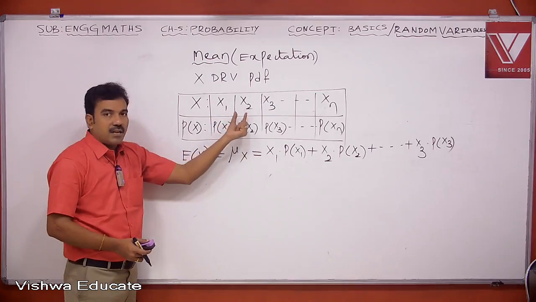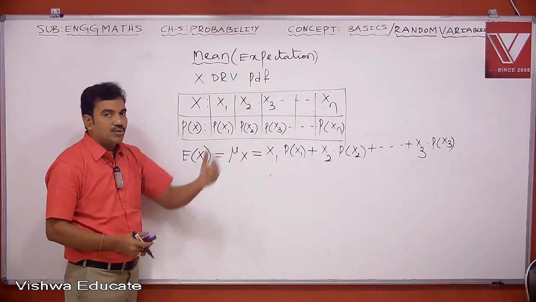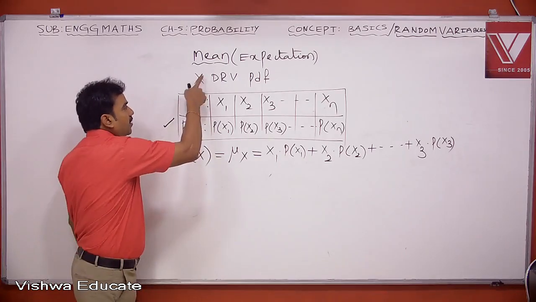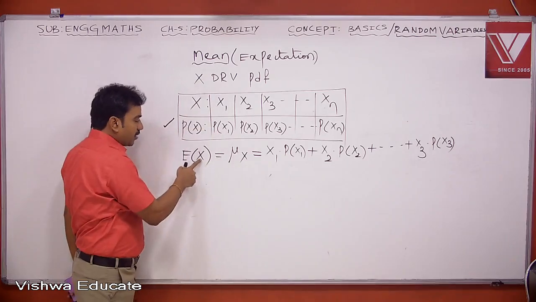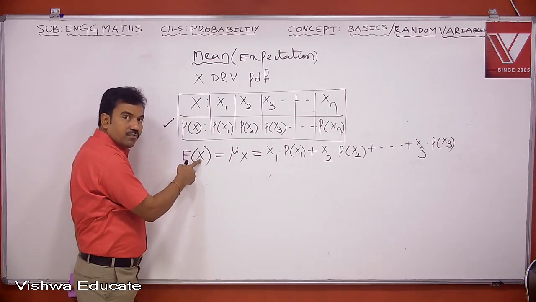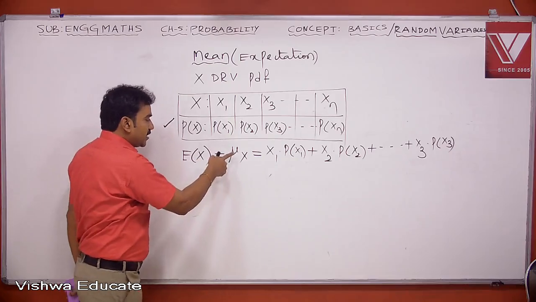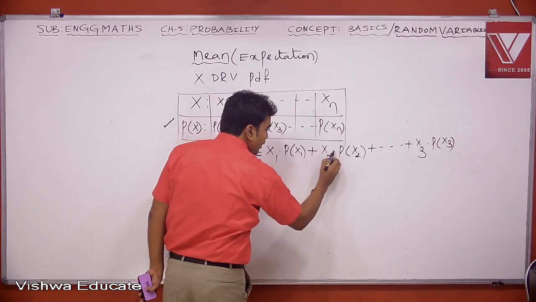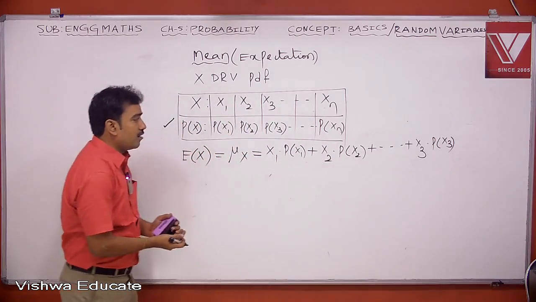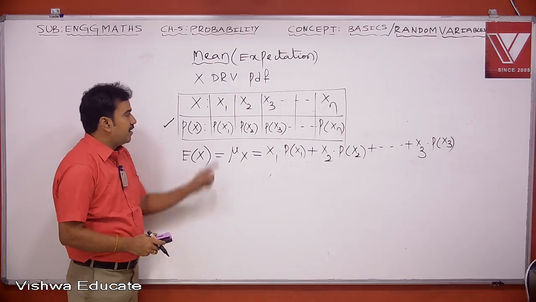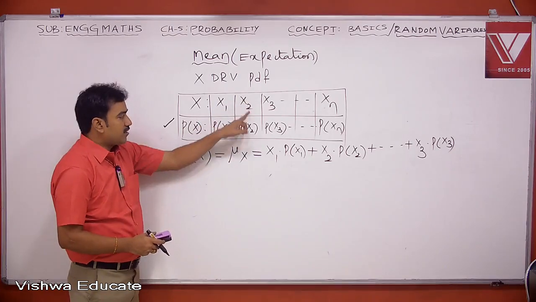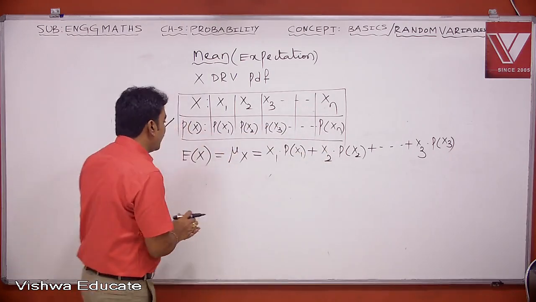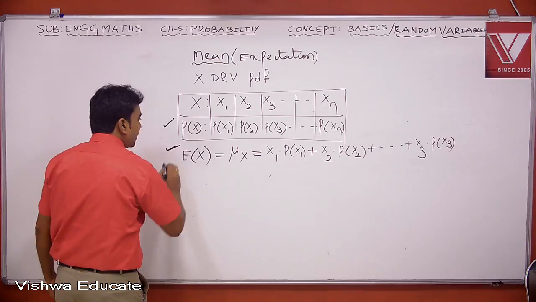X is taking n sample points, x1, x2, x3 and so on up to xn. These are the respective probabilities. Then the expectation or mean of x is denoted by E of x. The expected value or mean of x is given by E of x equal to mu x equal to x1 into p of x1 plus x2 into p of x2 plus and so on plus xn into p of xn. So sample point into probability, plus this into this, plus this into this, and so on. Okay. So this is the mean of a discrete random variable x.